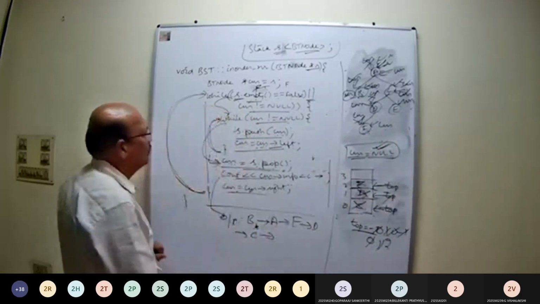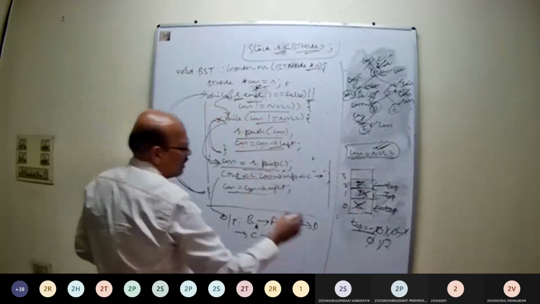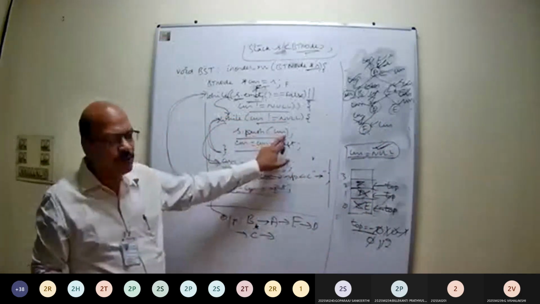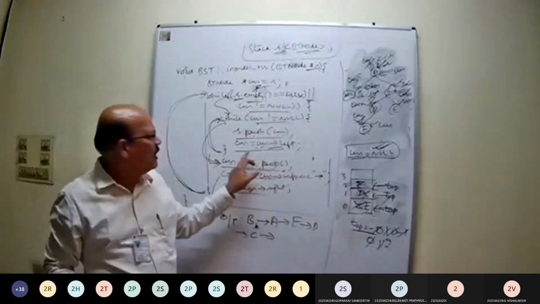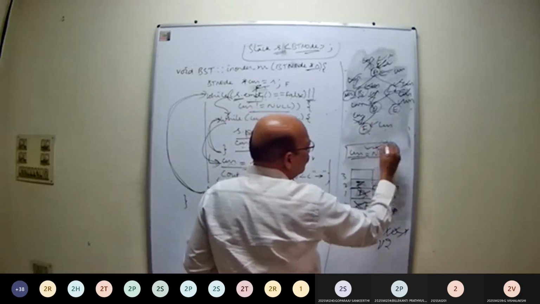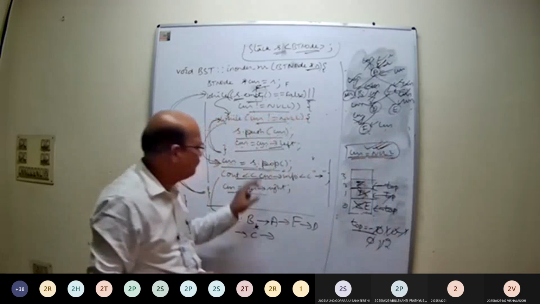Yes, this condition is true. So now CUR is not equal to null. So push CUR, S dot push. So E node will be pushed. And then current is equal to current left. Does E have a left? No. So current is equal to null.